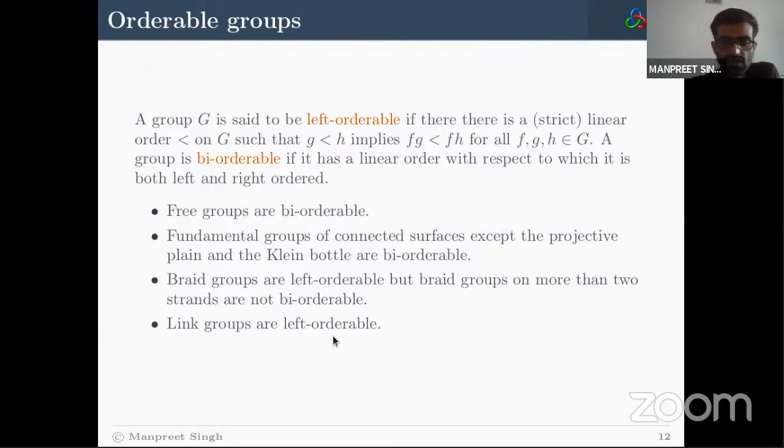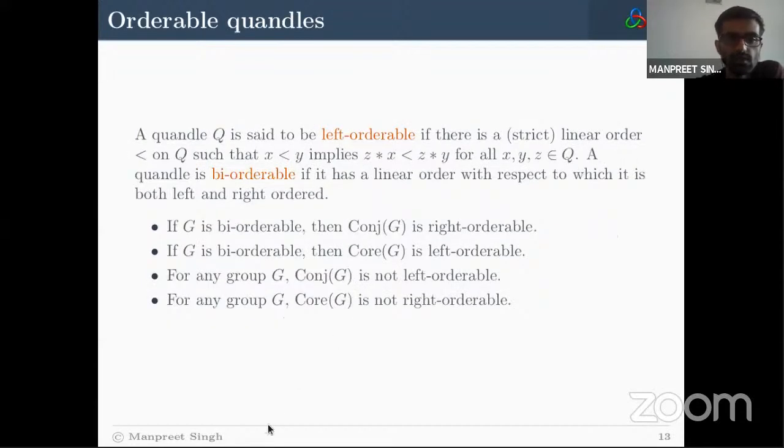So the natural question is now, of course, one can easily see that we can define the orderability for quandles. The question is, what can we say about the orderability of link quandles? So we say a quandle is left orderable if there is a strict linear order which is invariant under the left multiplication, and similarly one can define right orderability. And we say a quandle is bi-orderable if the linear order is invariant under both left and right multiplication.